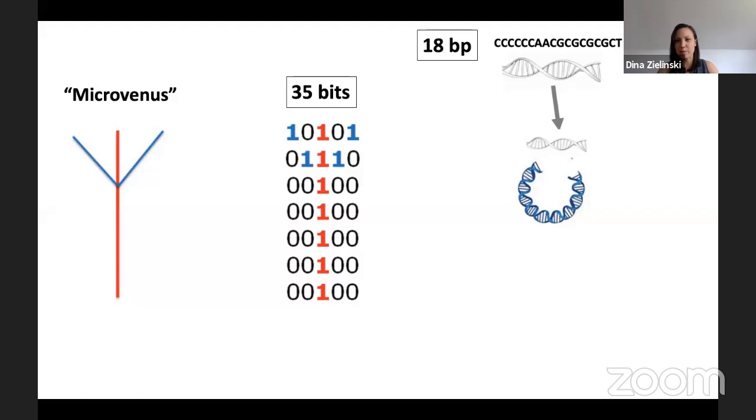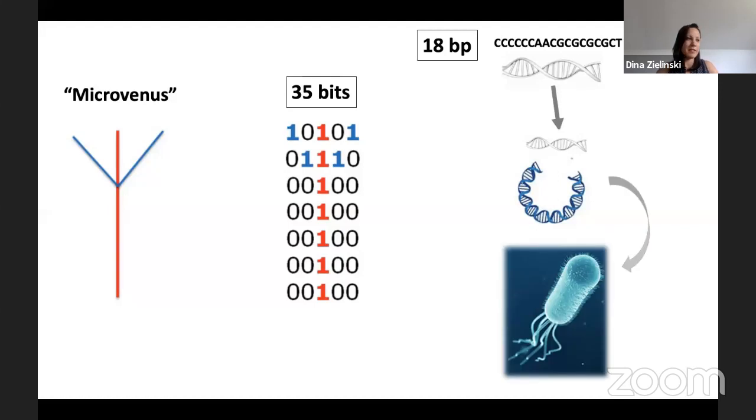We do this all the time in the lab. It's kind of our living Xerox machine in the lab. We use E. coli in order to copy our DNA. And so he copied this into E. coli and was actually able to store the microvenus image in DNA. Now, he didn't actually recover the data, but it was a nice proof of concept of how we could actually do this.